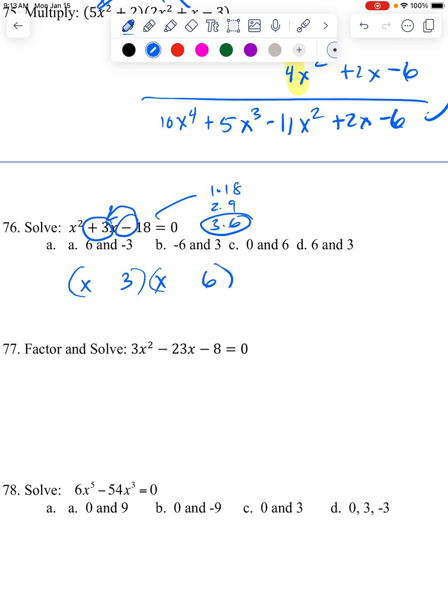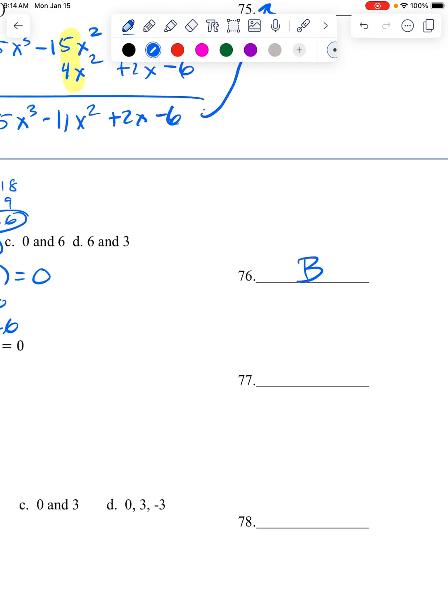And then I would say, well, I need it to be a positive 3. So I would need plus 6 minus 3 to make that happen. And then for them to be 0, I solve each one for what would make it 0. Here it would be -6. Here it would be positive 3. So 3 and -6. So my answer for that is B.